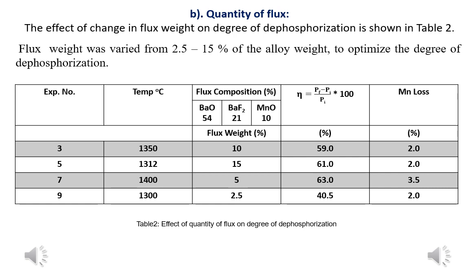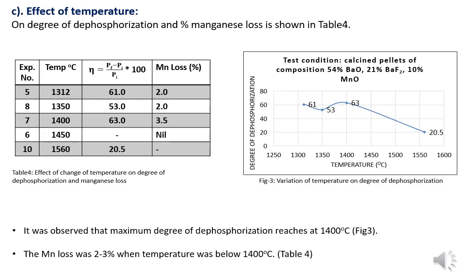In the next test, the flux consumption was further reduced to 2.5% using the same mode of addition. However, only 40% phosphorus was removed, indicating that 5% barium oxide based flux is the optimum weight for more than 60% phosphorus removal. The effect of temperature on the degree of dephosphorization and manganese loss.